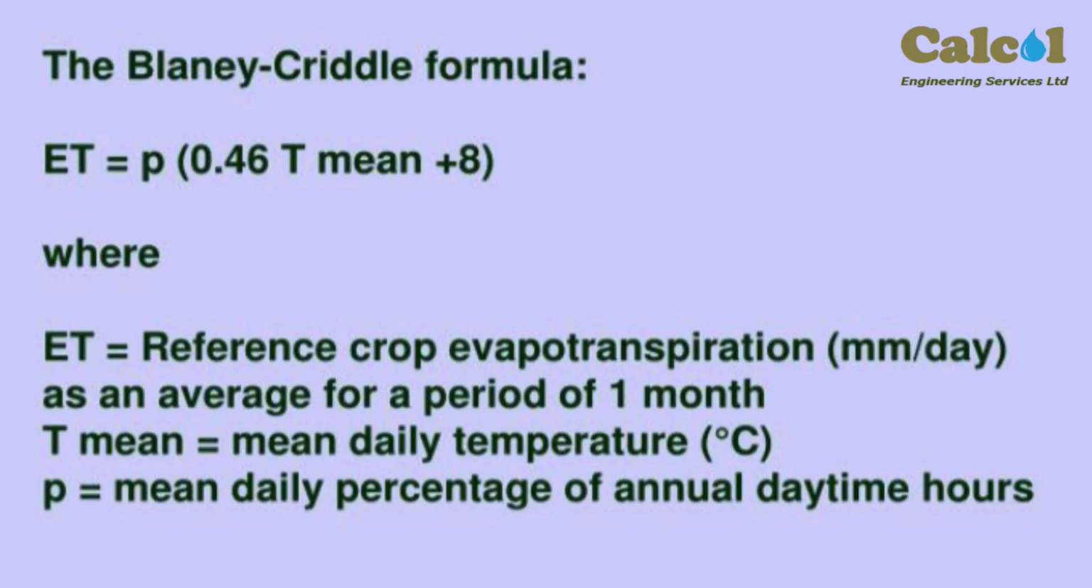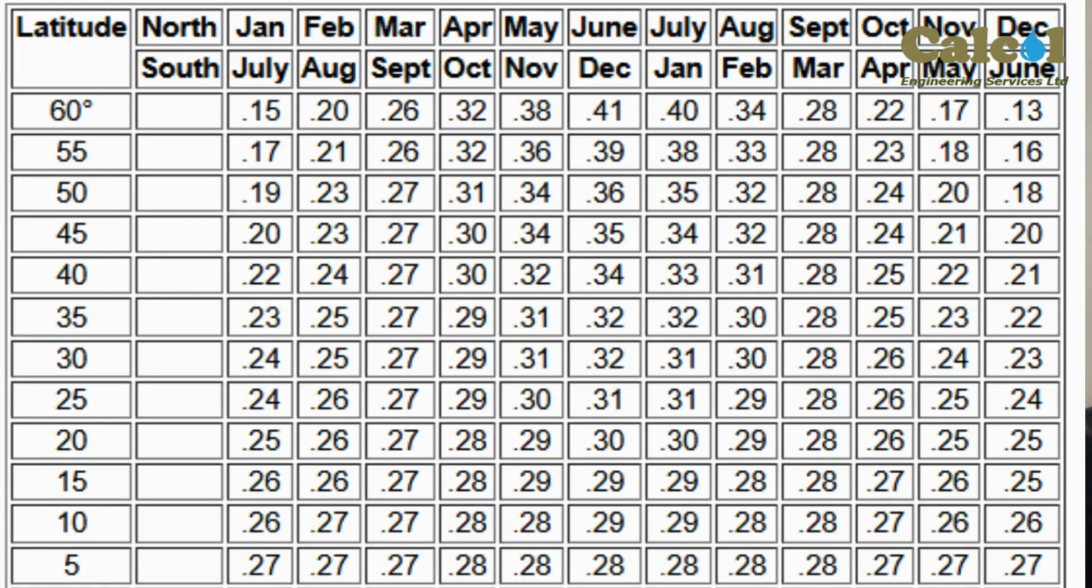As you can see from the table, on one side we have latitude, which is the degrees north or south of the equator where your farm is located. That can be determined even from Google Earth. On the other side you can see the months. So if your crop is growing, for example, between January and July, you can see at 60 degrees latitude that you need to apply the p-value of 0.5. This gives you a guide on the p-value to use, which we are going to insert into the Blaney-Criddle formula.